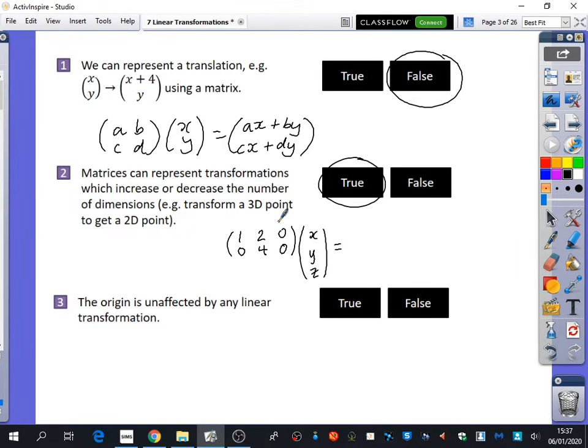What else was I going to say about that? I mean, I guess we could just work out what this would be. So you've got x plus 2y, 4y, and that's it.